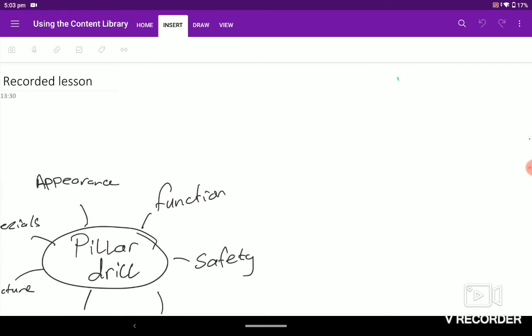Okay, so what we're going to look at, guys, is first of all function, because function is the biggest heading. So the first one, function: what will it do? Does it need to work with other products? Size and weight, things like that.